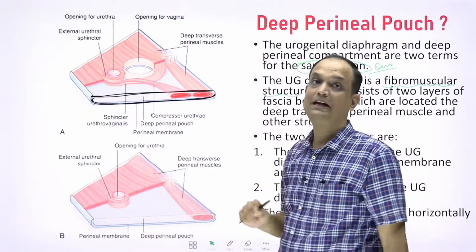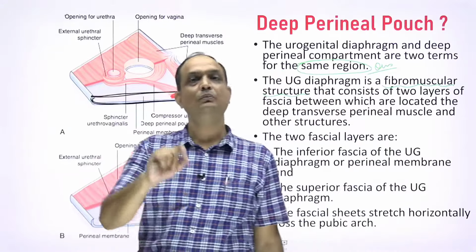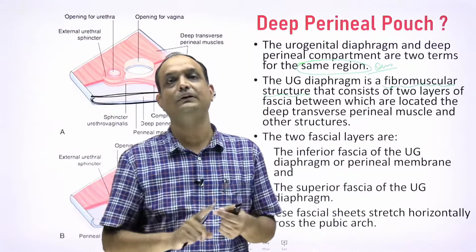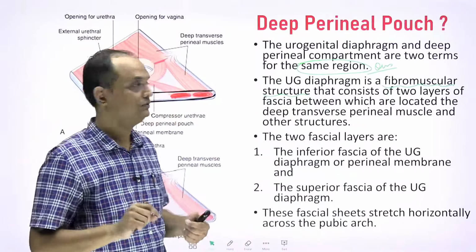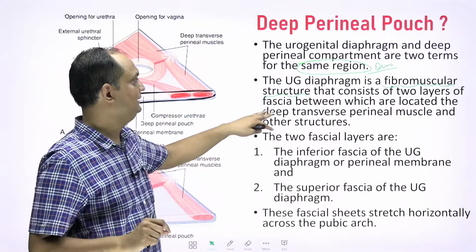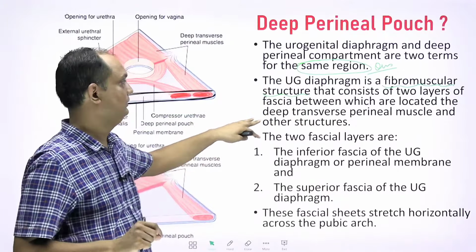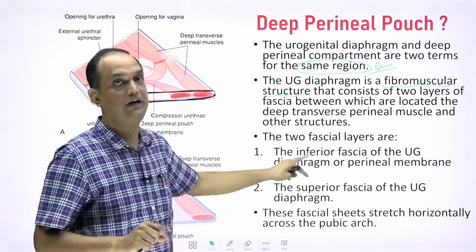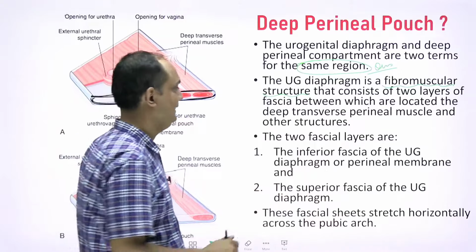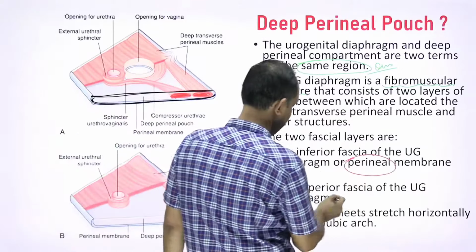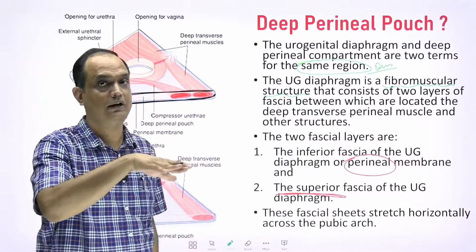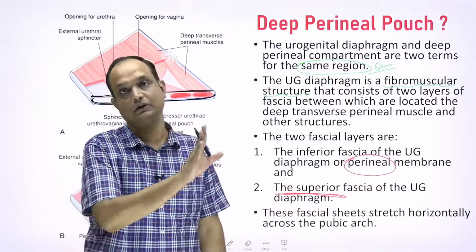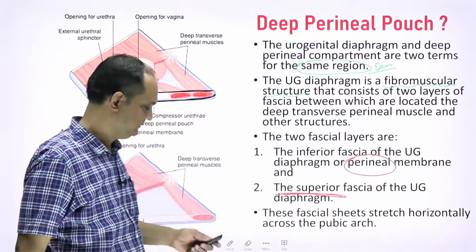This concept has to be in your mind, because most of the time students have confusion about the difference between the superficial and deep pouch. Now, the important thing is that the urogenital diaphragm, which is fibromuscular, consists of two layers. I just told you that the inferior fascia is known as the perineal membrane, and in the same way it is also covered by the superior fascia, which does not have any special name, and these fascial sheets stretch horizontally across the pubic arch along with the muscles.